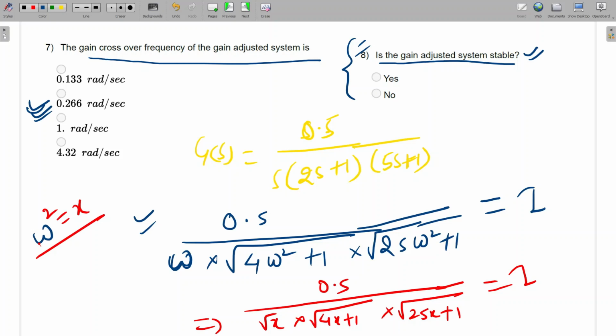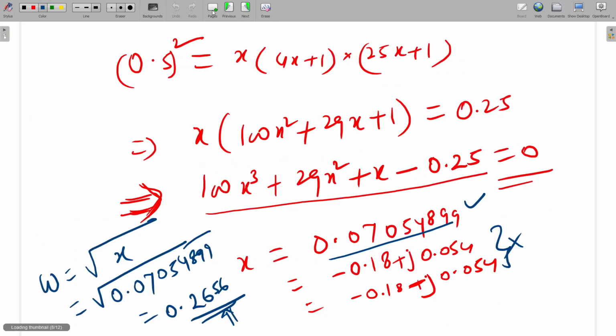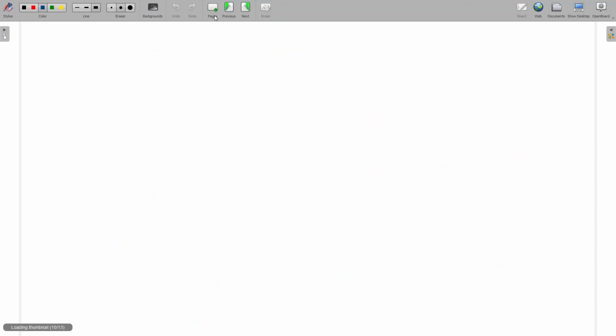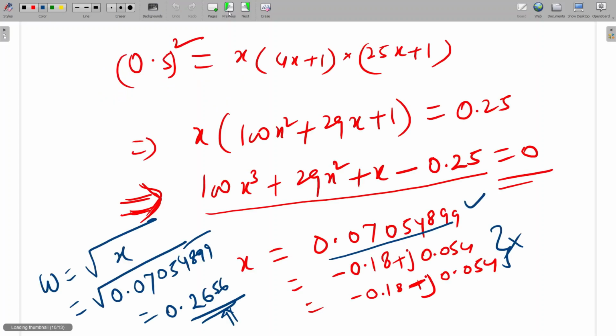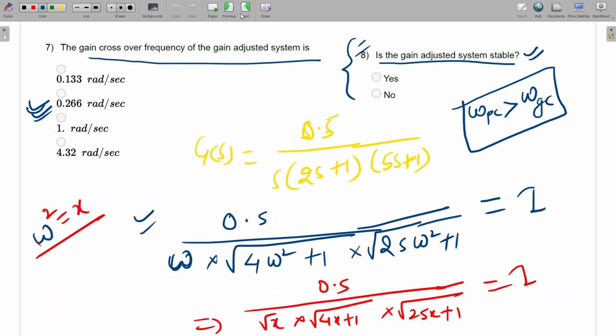Sir, phase crossover frequency should be greater than gain crossover frequency for this. Omega PC should be greater than omega GC. Okay, so we'll calculate the omega PC also. So how can we calculate the omega PC? The phase angle phi will be equal to minus 180 degrees. For that, what will be the frequency? That will be the phase crossover frequency. So minus 90 minus tan inverse 2 omega minus tan inverse 5 omega.